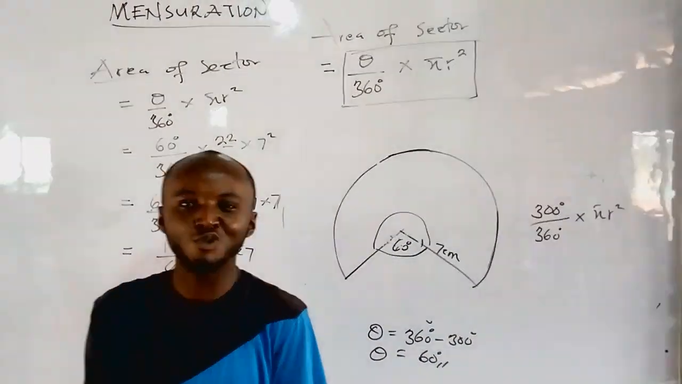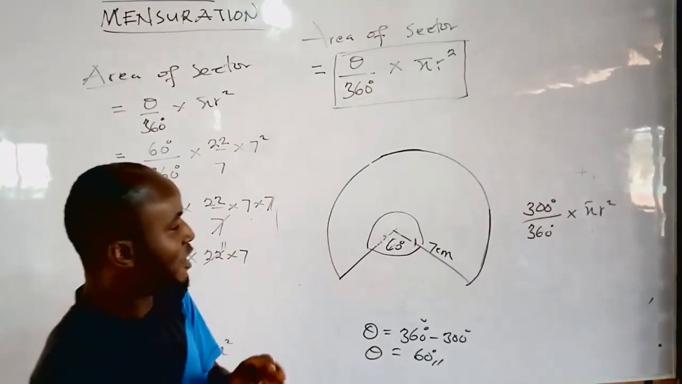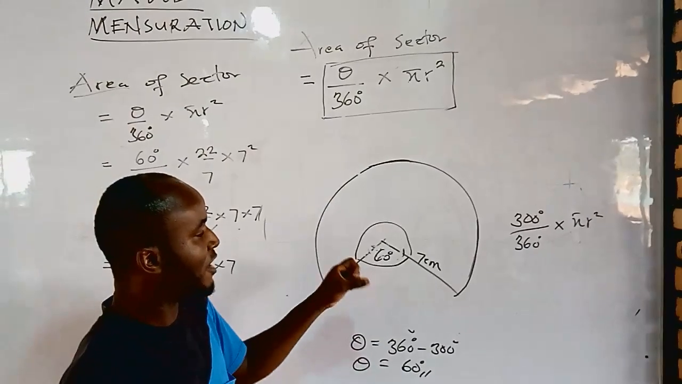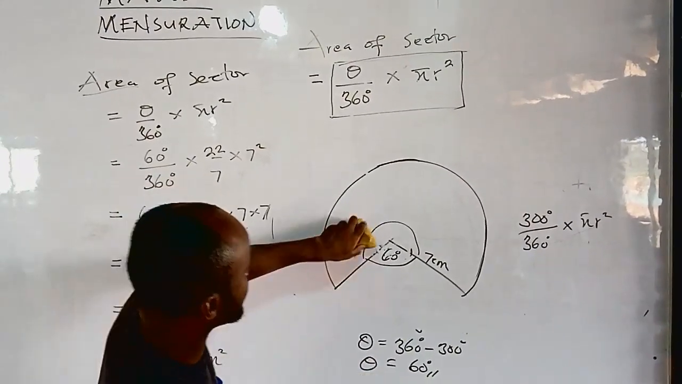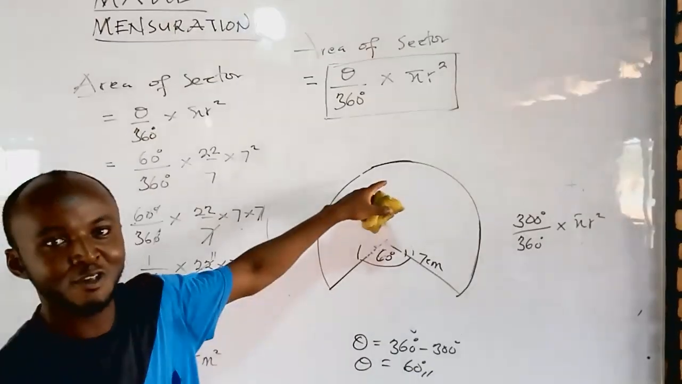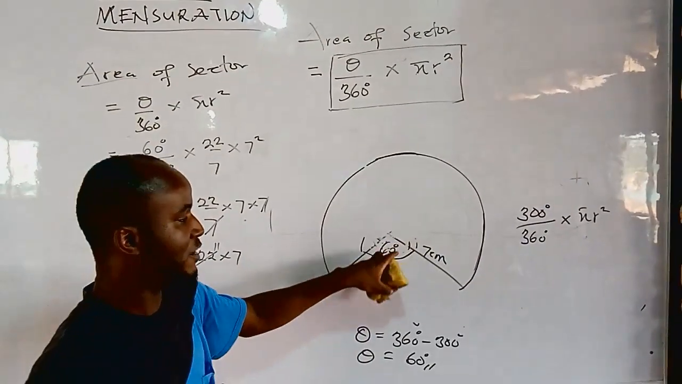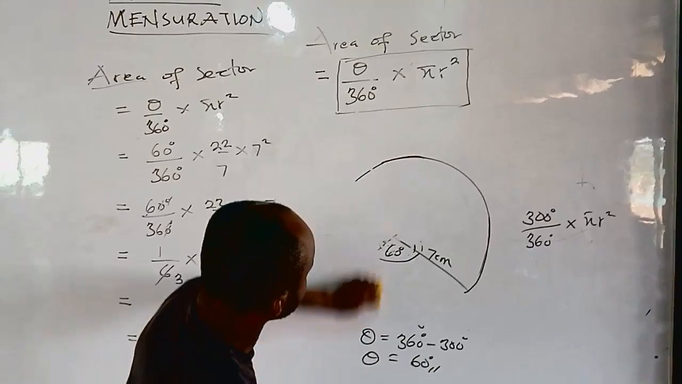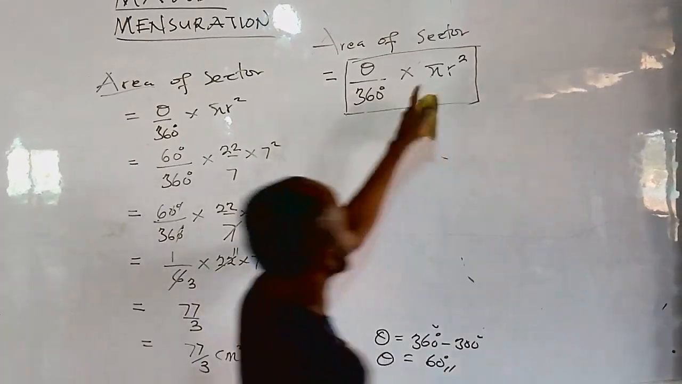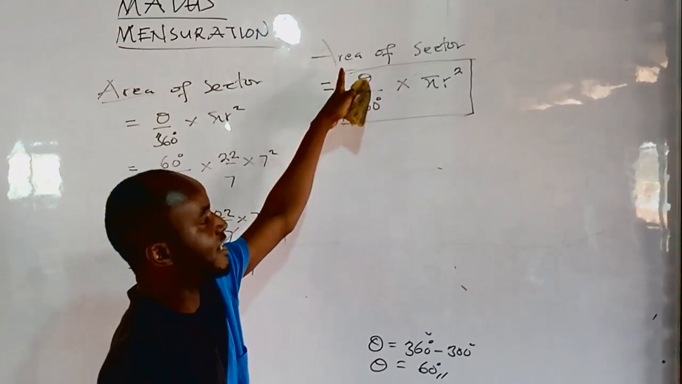So please, I'm begging you to take note of the theta, whether you are finding a major sector or a minor sector. And also read the question very carefully. Not that the moment you see the question, find the area, then you start 60 out of 360. No, you'll be getting this wrong. So take note of it. So that's it about the area of the sector. Note this formula and identify the theta that you'll be using.